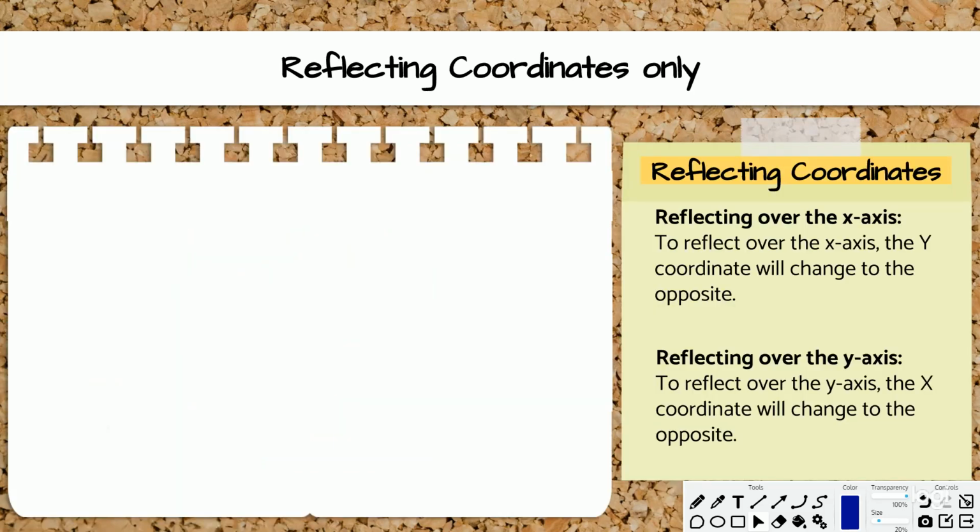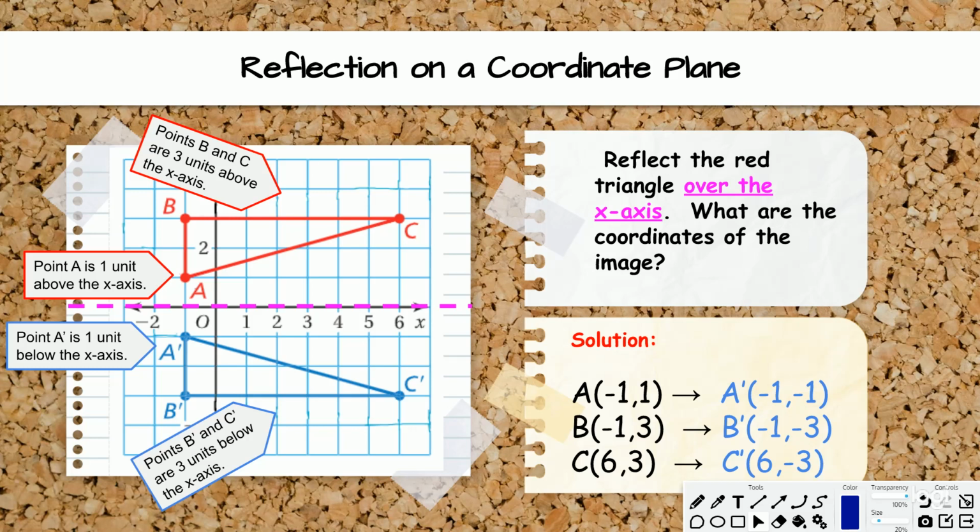And now we're going to show how to reflect if we just have coordinates. If we don't always have a coordinate plane, there's an easy way to reflect the coordinates without drawing the picture. So reflecting over the x-axis, the y-coordinate will change to the opposite number. So if we go back and look here, we were reflecting it over the x-axis.